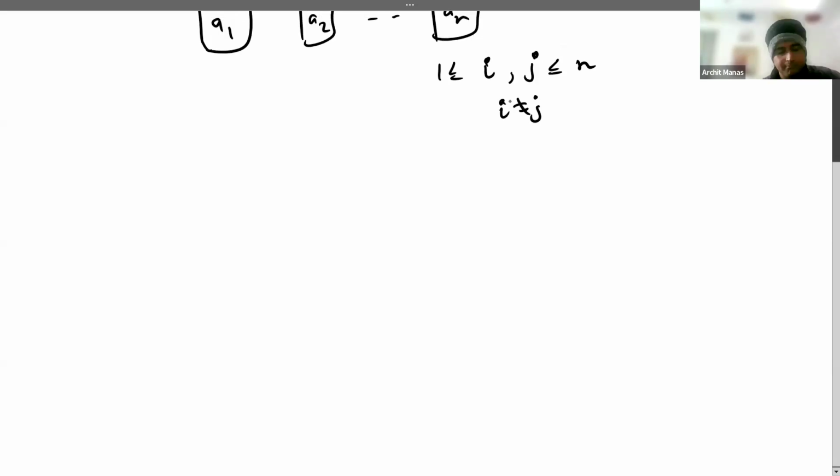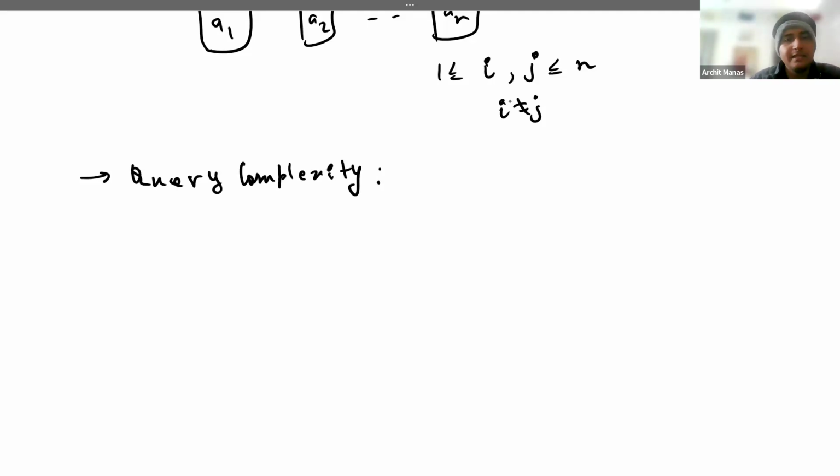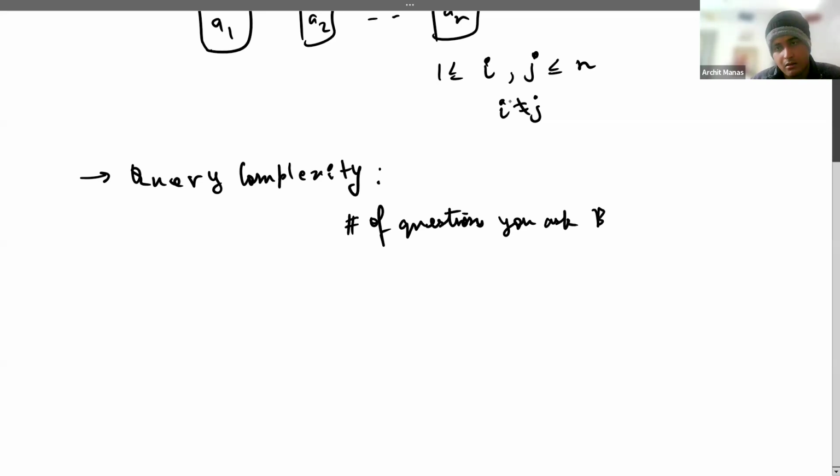So there are two ways to think about this. When you look up sorting algorithms online, you'll find that there are two complexities mentioned, and the reason for that is because one is maybe the query complexity. What the query complexity means is the number of questions you ask Bob. So this could be one thing you want to minimize.